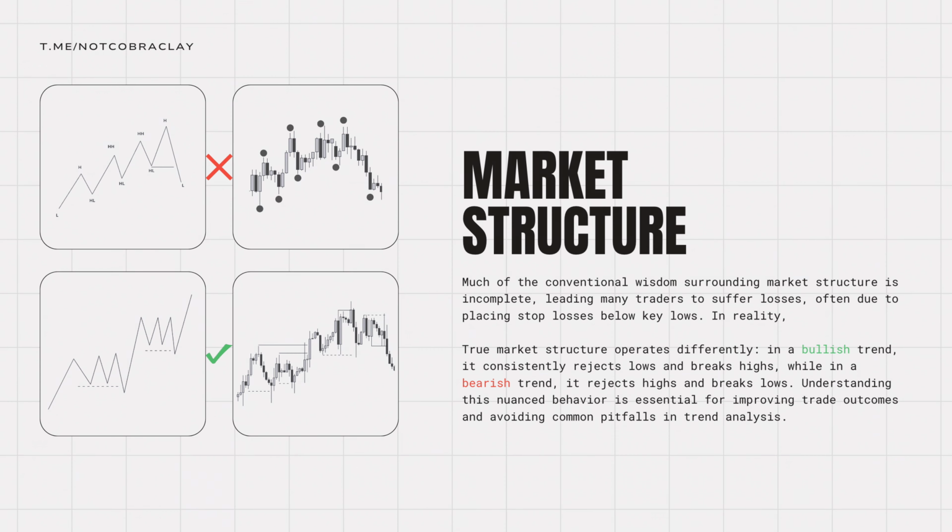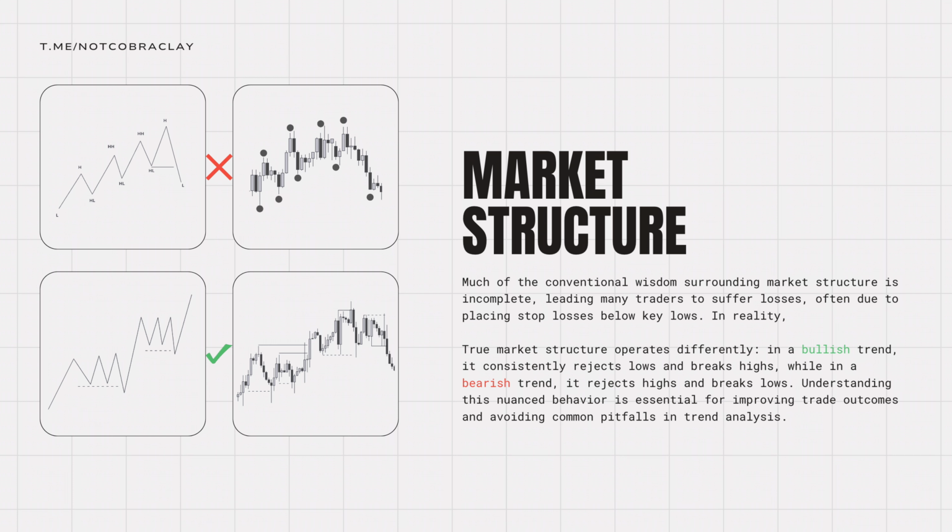Market structure. Most of the conventional wisdom surrounding market structure is incomplete, leading many traders to suffer losses, often due to placing stop losses below key lows. In reality, true market structure operates differently. Okay, here you see 2 examples.